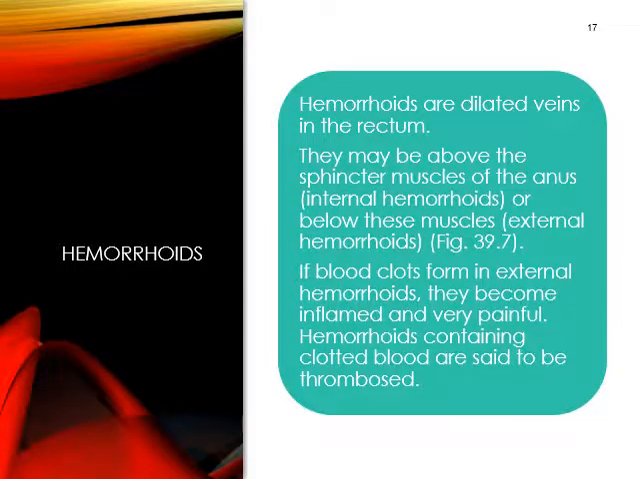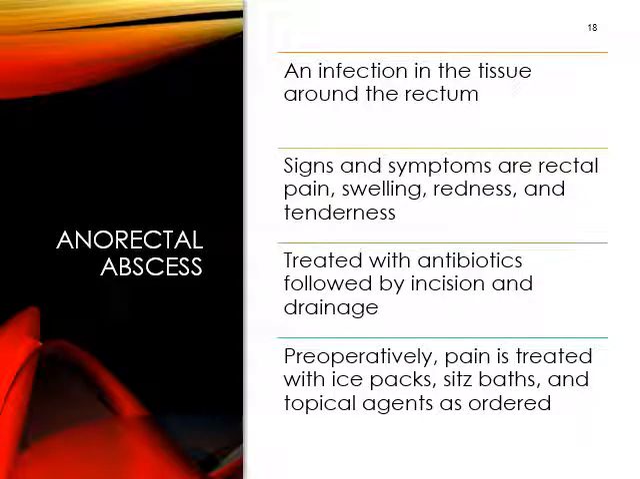Okay, let's go to the next one and talk about an anorectal abscess. So it's an infection in the tissue around the rectum. Signs and symptoms are rectal pain, swelling, redness and tenderness. It can be treated with antibiotics, followed by incision and drainage, or I&D. It's called that because this is an abscess. So they're going to have to cut it open and drain it. So pre-op, the pain is treated with ice packs, sitz baths, and topical agents as ordered.